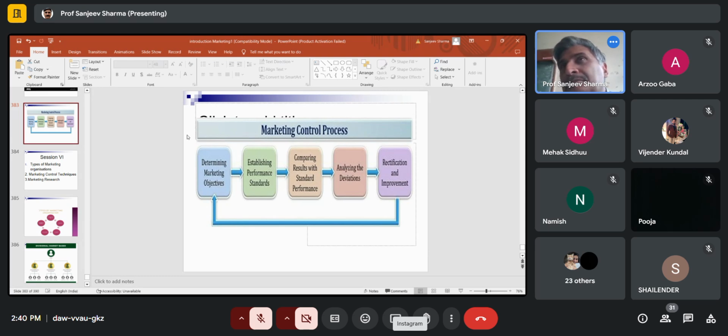You have so many multiplexes in Chandigarh. Most of them have turned out to be marriage palaces. Right?